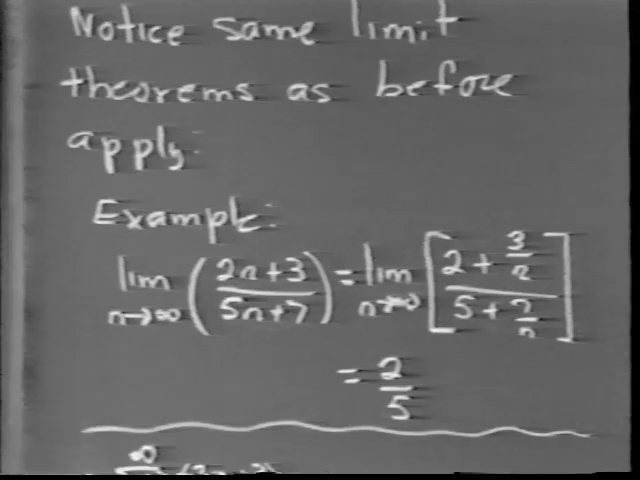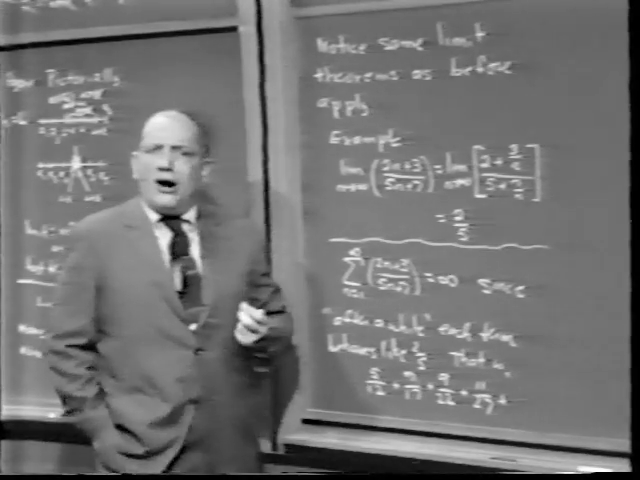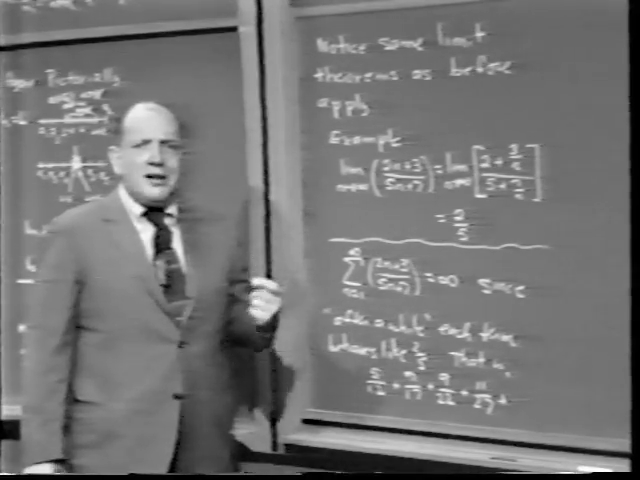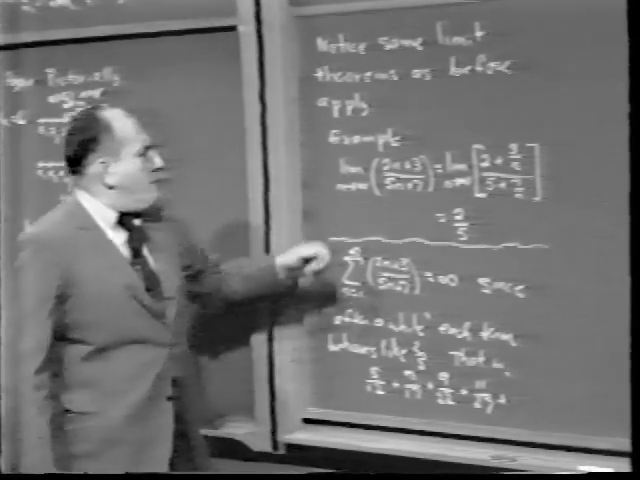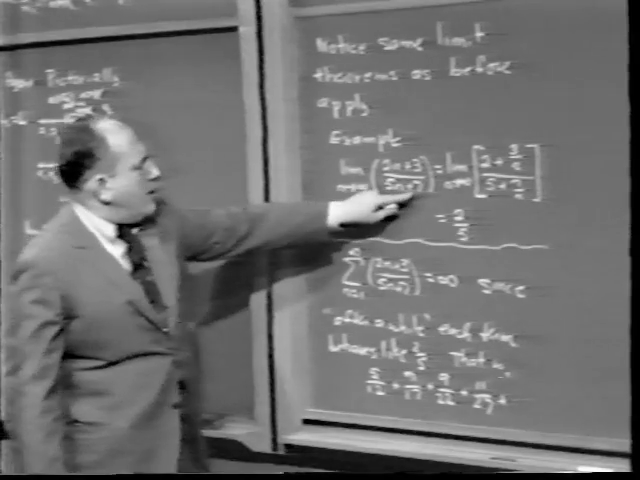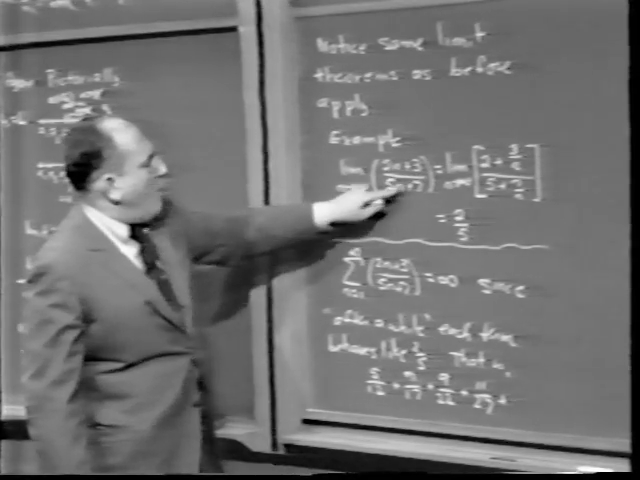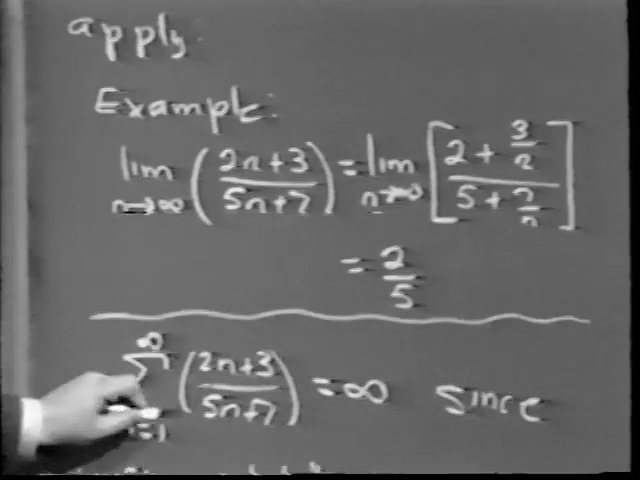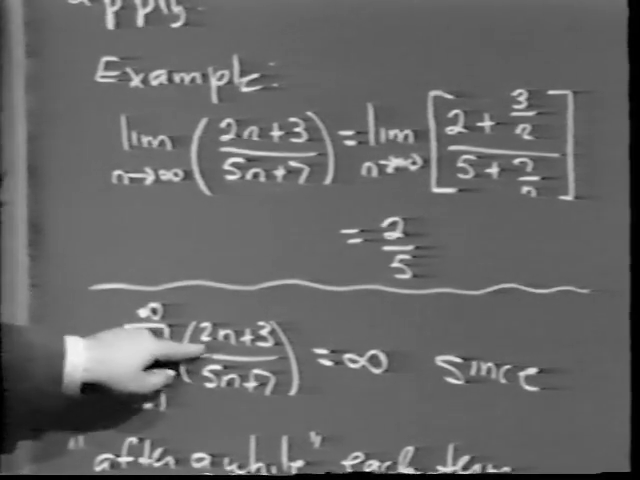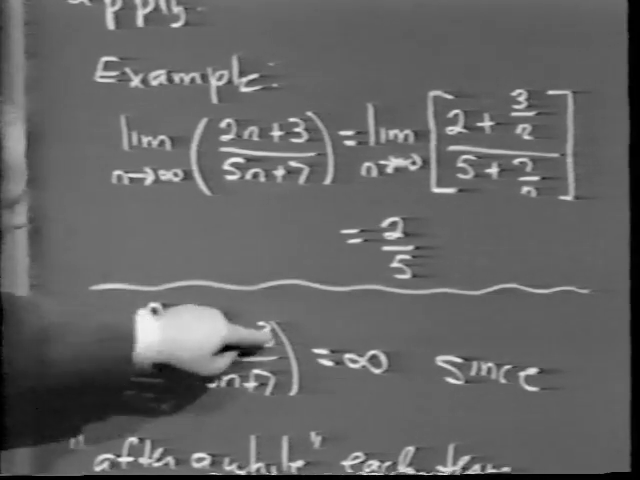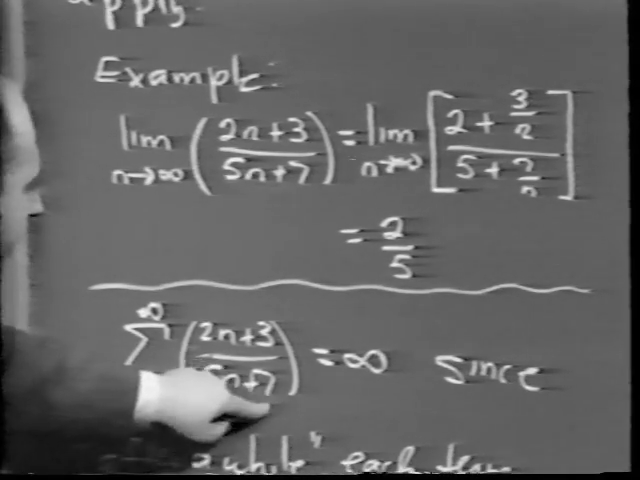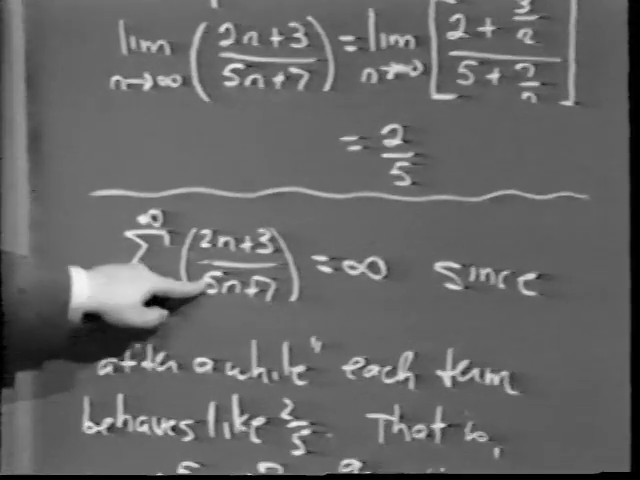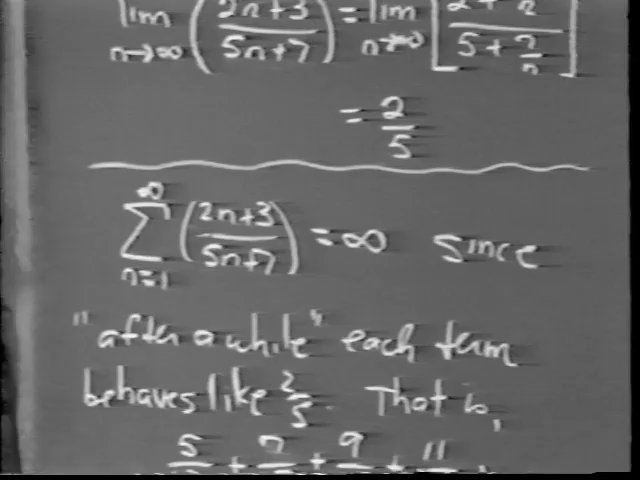By the way, again, to emphasize once more, because this is so important, the difference between an infinite sum and an infinite sequence. Observe that whereas the limit of the sequence of terms (2n+3)/(5n+7) is 2/5, the infinite sum composed of the terms of the form (2n+3)/(5n+7) is infinity. Since after a while, each term that you're adding here behaves like 2/5.